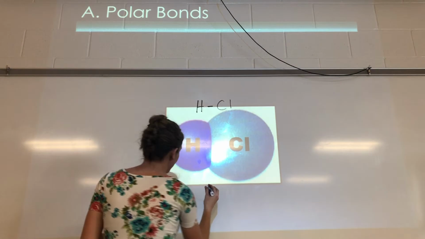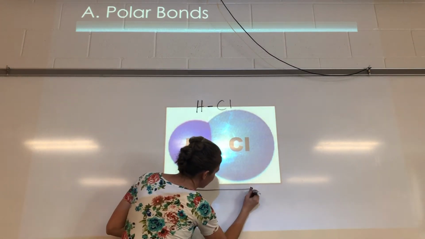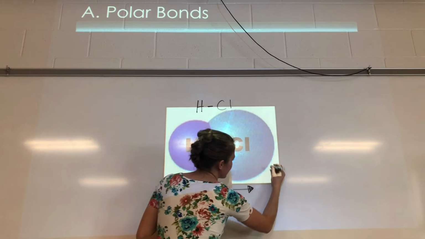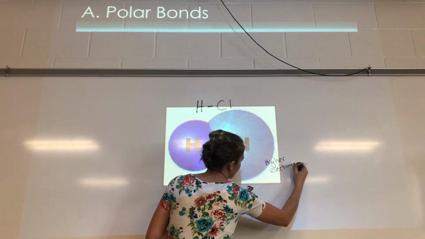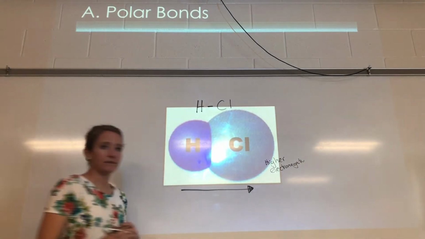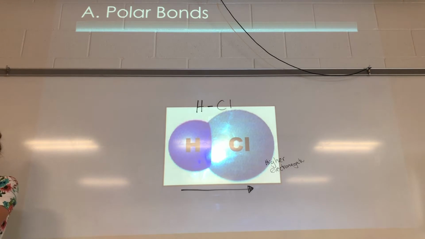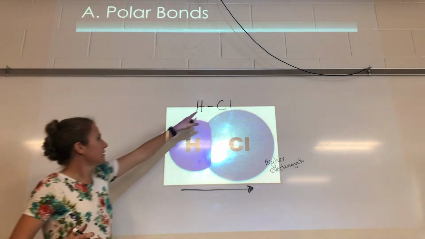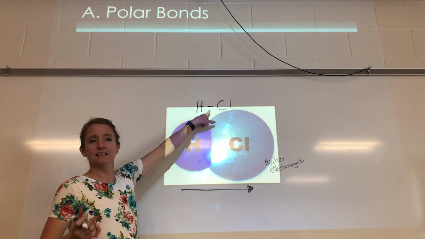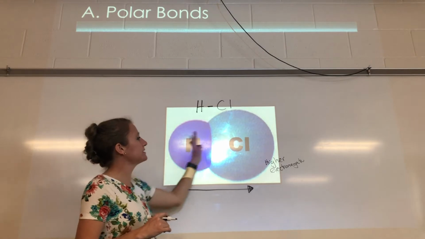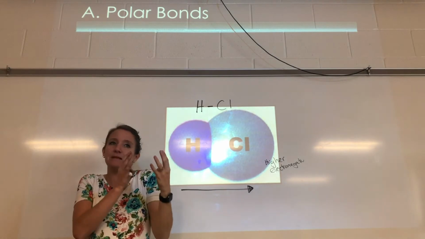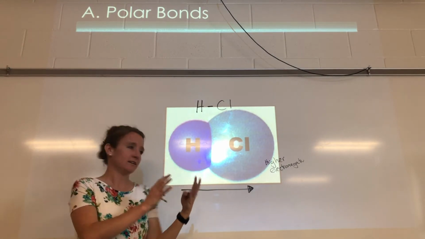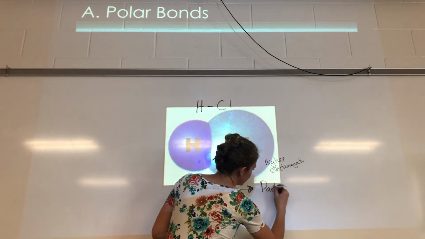So underneath this picture, draw an arrow. Chlorine is winning the tug of war because it has a higher electronegativity. And because of this, we get an interesting property of polarity. What is the charge of electrons? Negative. So if chlorine pulls the electrons more towards itself, chlorine becomes slightly negatively charged. Okay, so we get a partial negative on this side of the molecule.